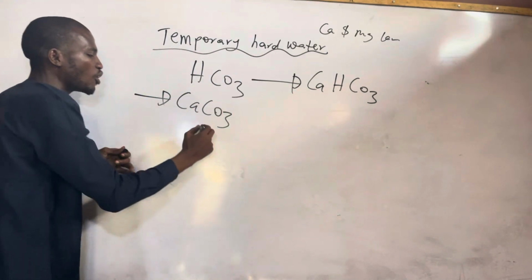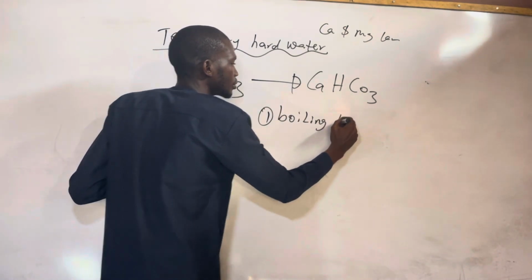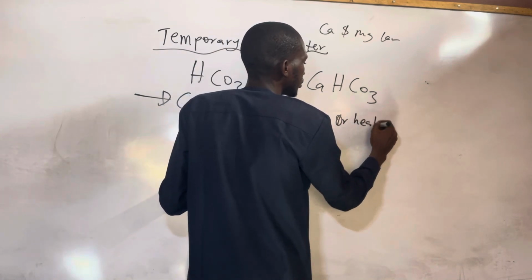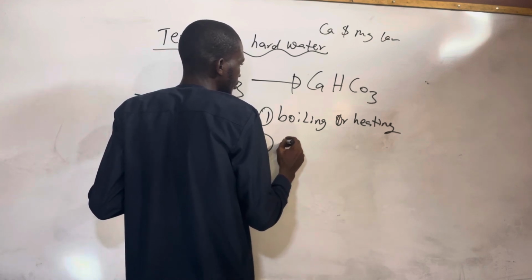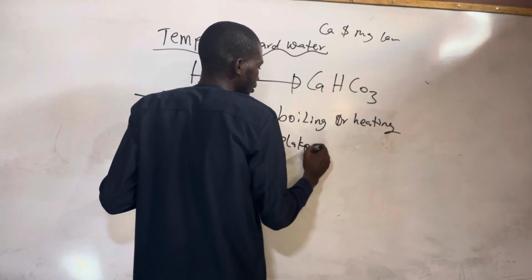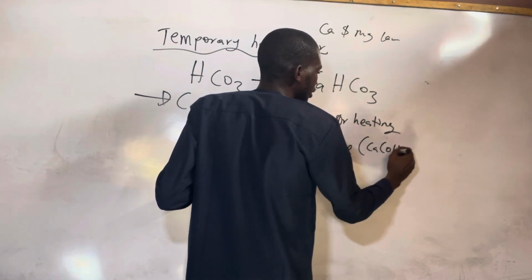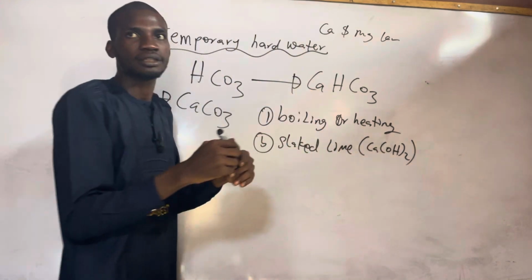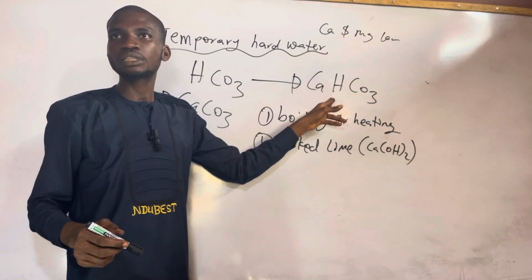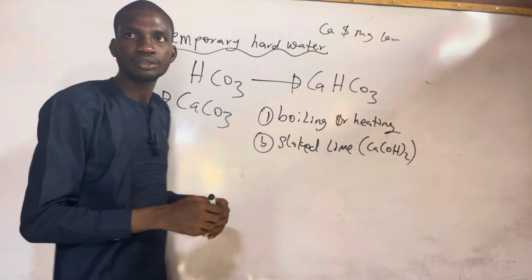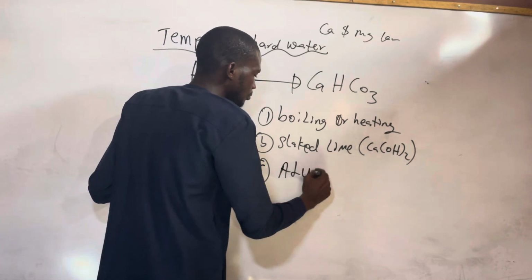So we can remove this by what? Boiling or heating, or you can add calcium hydroxide. If you add this, it will break it down to calcium trioxocarbonate. Are you hearing me? Or you can use alum.